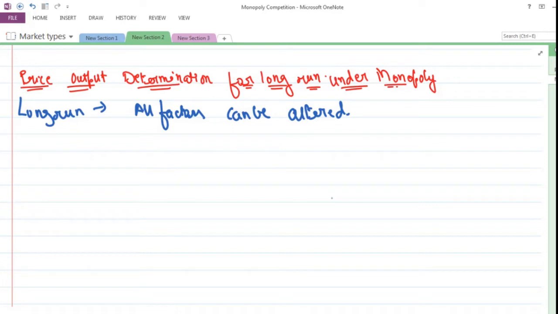Under monopoly, the demand curve slopes downwards from left to right. This is because the monopolist can increase his sale and maximize profit when he reduces the prices. Okay, when will sales be maximized? Normally, whenever we talk about demand, when you are trying to increase your demand, you have to reduce the price.